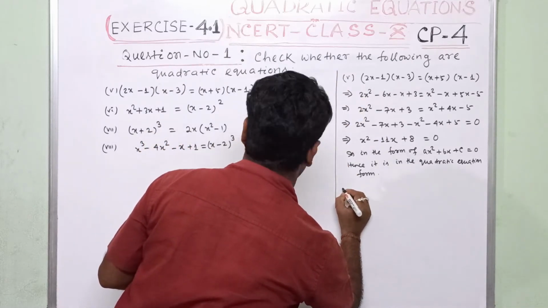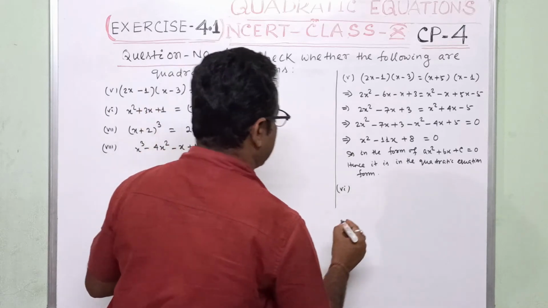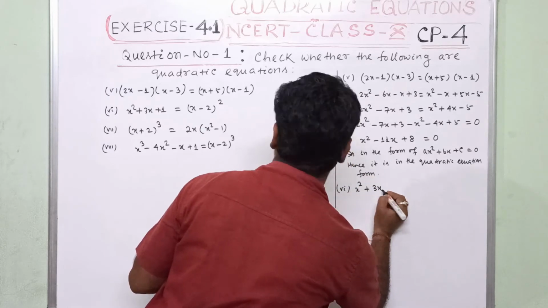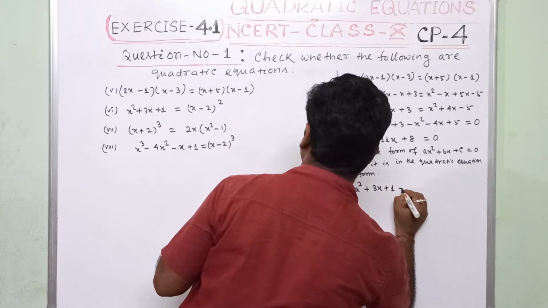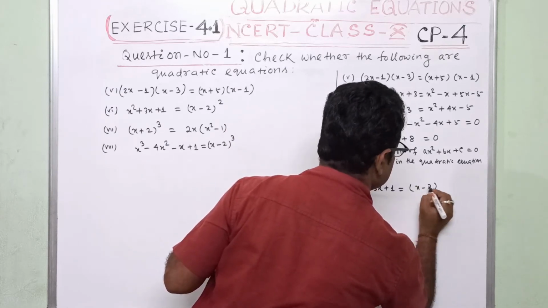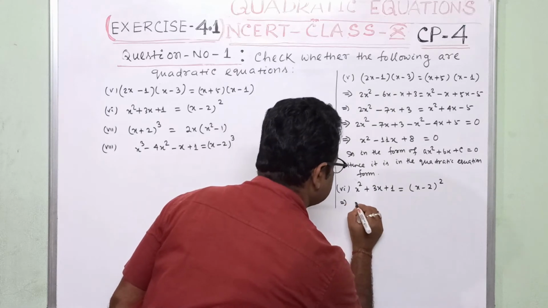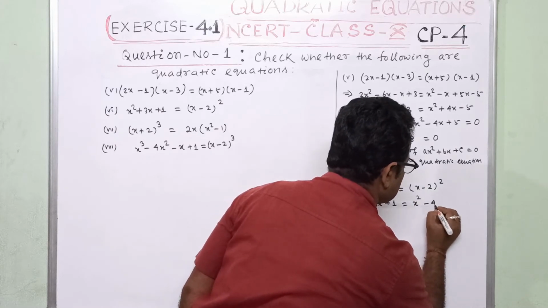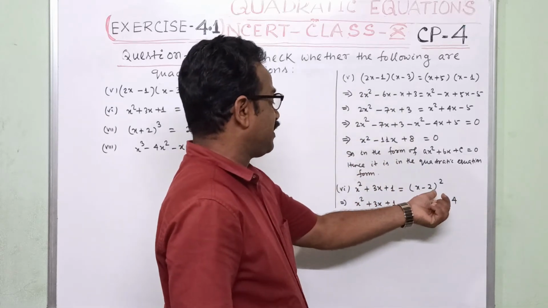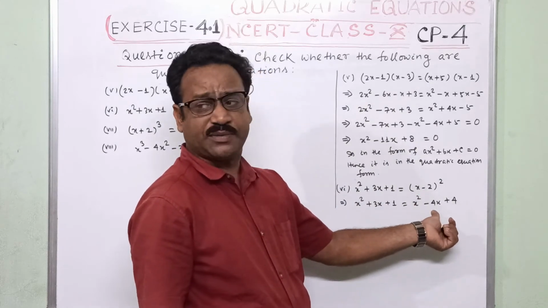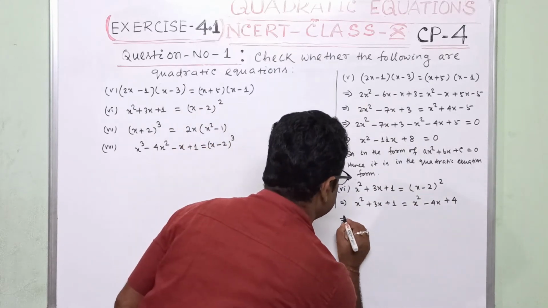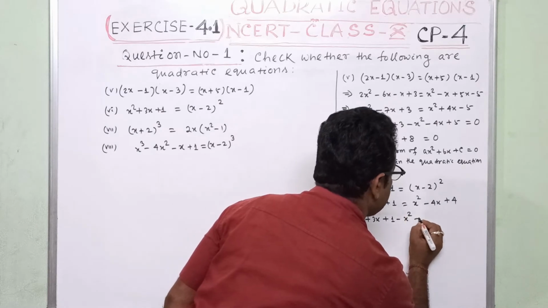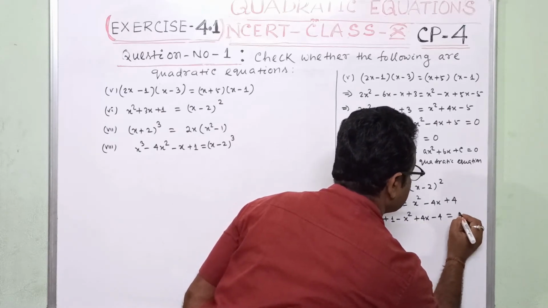Bit 6. Let us see. x square plus 3x plus 1 is equal to (x minus 2) whole square. Now that implies x square plus 3x plus 1 is equal to x square minus 4x plus 4. (a minus b) whole square is a square minus 2ab plus b square. That implies x square plus 3x plus 1 minus x square plus 4x minus 4 is equal to 0.